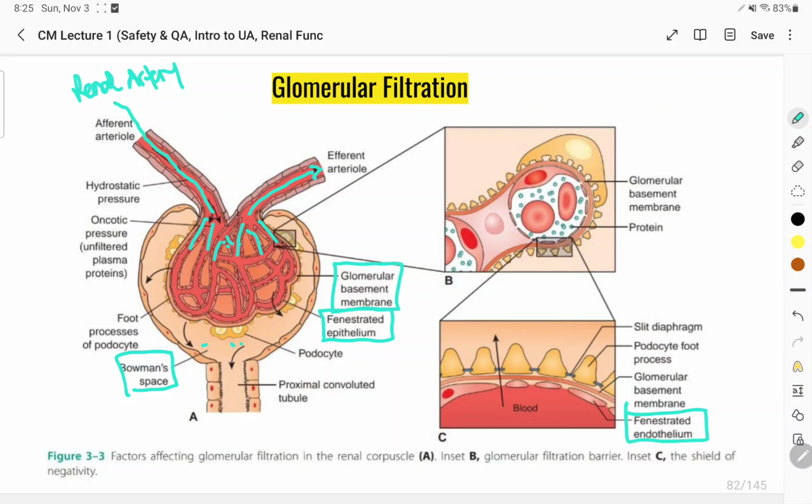Okay? And then also, we also have foot processes of our podocytes. Okay? Podocytes also contribute to the barrier. Okay? Podocytes, podocyte foot processes, kaning gagmay. Okay? And of course, your proximal convoluted tubule.